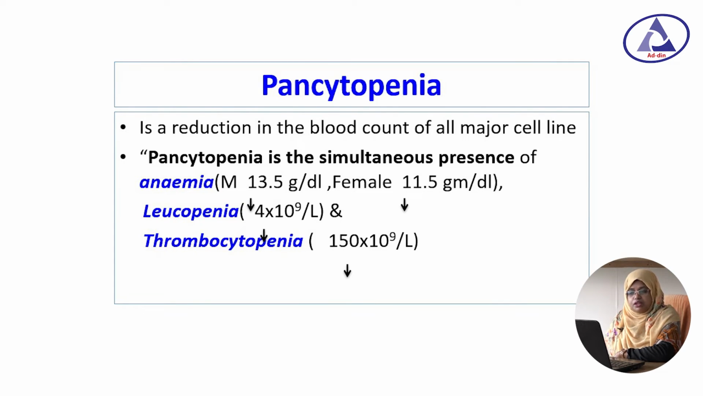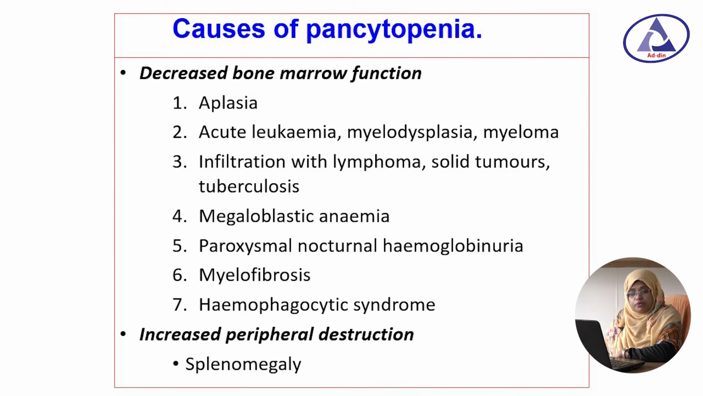When the hemoglobin level is, in case of male, less than 13 gram per dl, and in female less than 11.5 gram per dl, and the WBC count is less than 4000 per cubic millimeter, and the platelet count is less than 1.5 lakhs, then it is called pancytopenia.